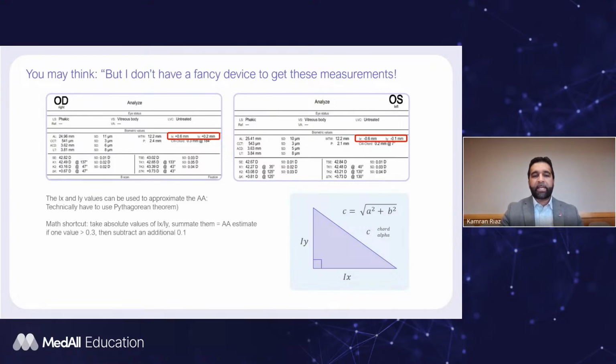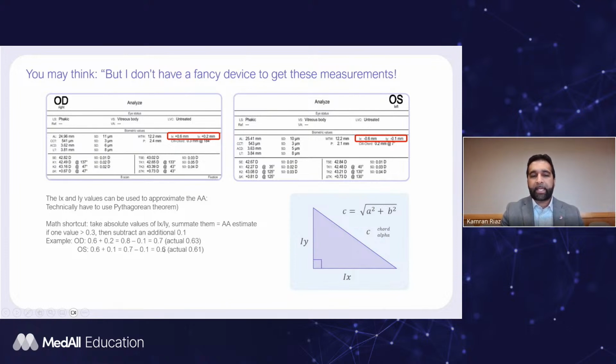Well, again, we technically have to use the Pythagorean theorem, but a little shortcut is to take the absolute value of the IX and the IY value. It doesn't matter whether we see minus signs or plus signs, just take the absolute value and sum them, and that's going to give you a good measurement of the angle alpha. Now, if one of the values is greater than 0.3, then subtract an additional 0.1. So for this right eye, we would do 0.6 and 0.2, get 0.8, but subtract 0.1, and we get 0.7. When we plug this in and do the calculation, it comes out to be about 0.63. So if anything, you'll slightly overestimate, but this tends to be a pretty good rule of thumb.